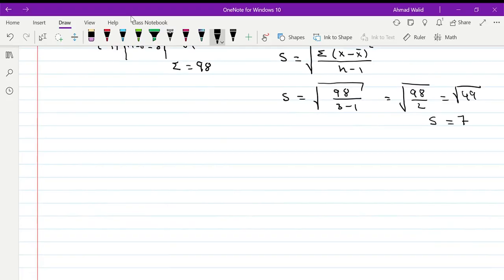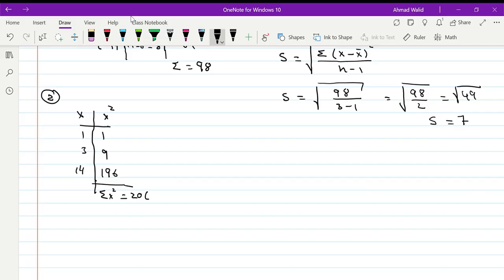And for formula 2, you need to find two things. You need your x, which is 1, 3, and 14. You need to find the x squared, which gives you 1, 9, and 14 squared is 196. If you square 14, it gives you 196. And you need to find the sum of x squared. The sum of x squared gives you 206. Correct?